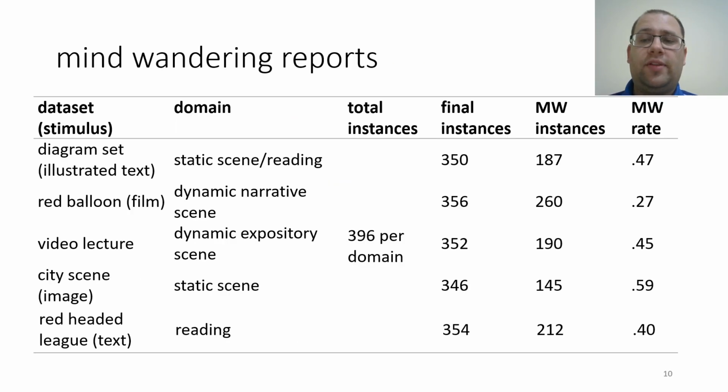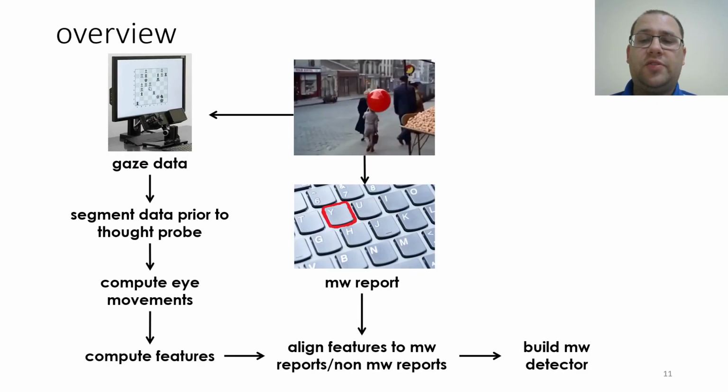Mind wandering rates differ between the 5 domains analyzed. The narrative film was the most engaging with a mind wandering rate of 0.27, and mind wandering occurred most frequently during the static scenes with a rate of 0.59. We built models using data from short time windows prior to each probe. Each type of model used windows of the same size, ranging from 10 to 50 seconds long.